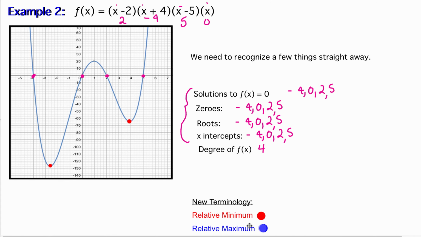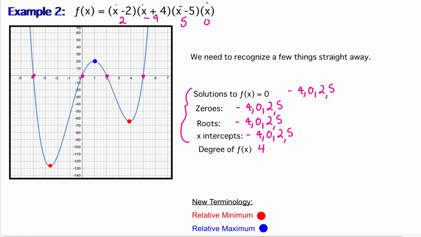How about our relative maximum? There's only one of them right here. We don't have any absolute maximum because we don't know absolutely how high it goes. And again, because it's a 4th degree, both tails are up.